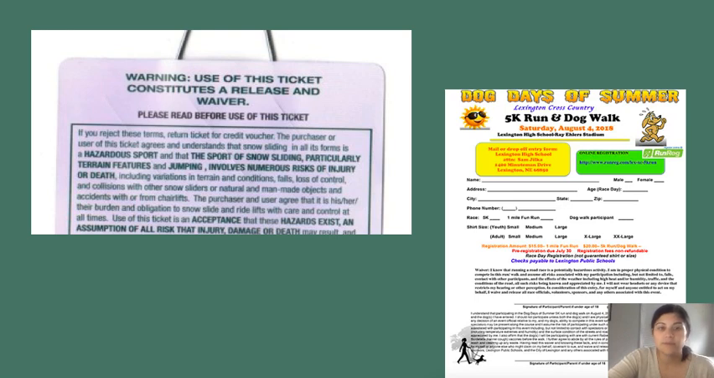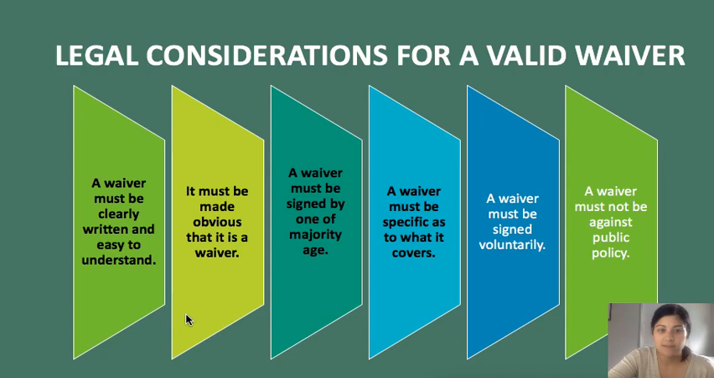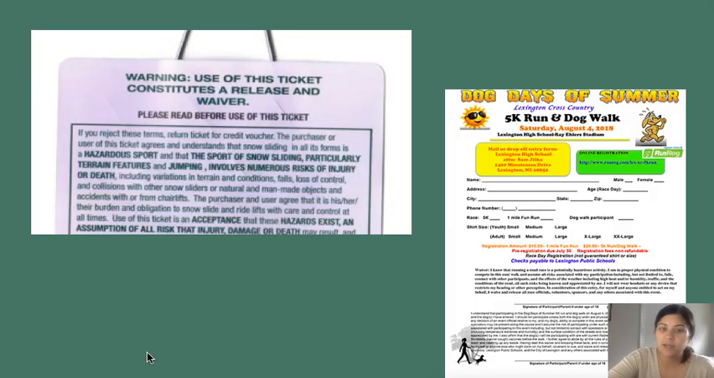Giving you some examples. This first one is the back of a ticket that someone would be given at a ski resort. So basically the waiver has been printed on the back of this ticket. Not real great from a validity standpoint. The concept here is that it has to be made obvious that it's a waiver. Most people probably aren't reading whatever's written on the back of their ticket, so it's unclear that this is an actual legal contract.